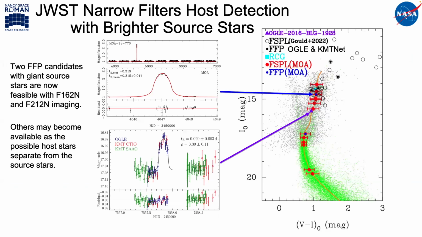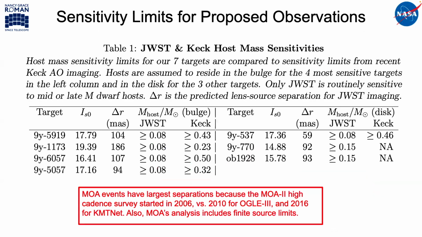In our proposal, we would propose to observe these two events and two bright source stars to be included in the Keck survey. We use narrowband filters for that. And hopefully, if that works well, then we can propose to observe some more of those. So here's the target list. And also, we've calculated what kind of limits we can get if we don't detect anything. For 4 out of our 7 targets, we can detect any host star down to the bottom of the main sequence.